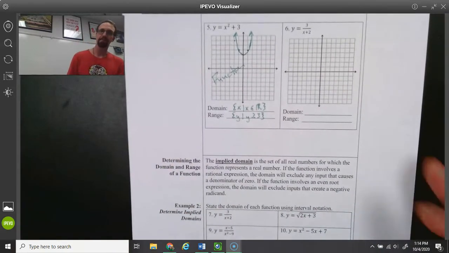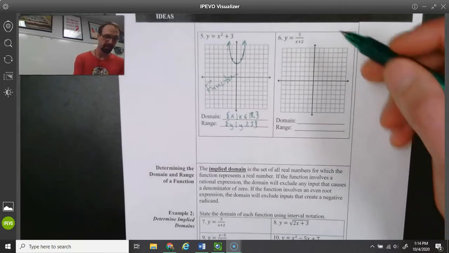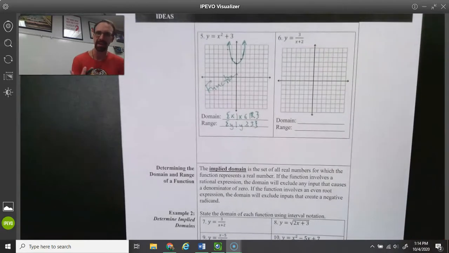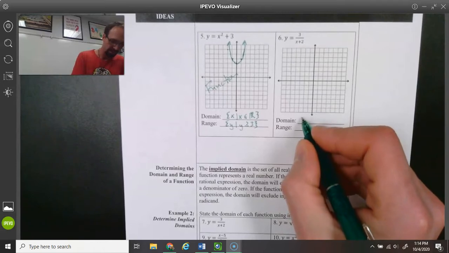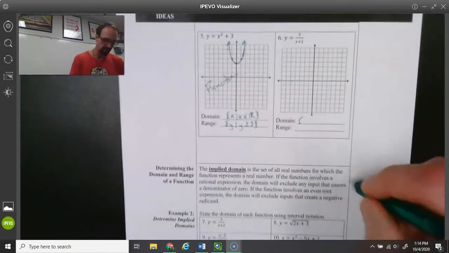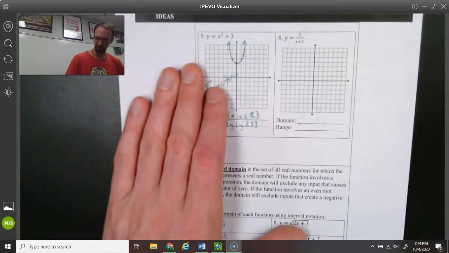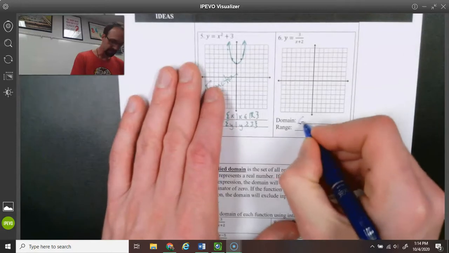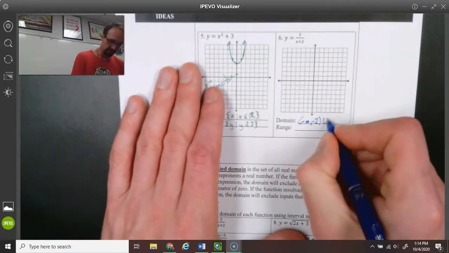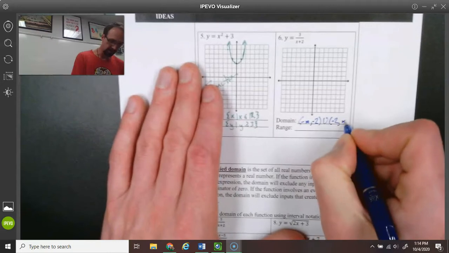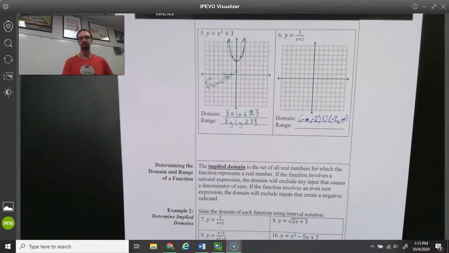Number 6, it's a little bit interesting. This particular graph is a rational graph. If you think about it, we can't divide by 0. So the domain for this particular problem, I can have any number I want. Oh, I'm going to switch back to my bluish purple. Negative infinity to negative 2, and then union negative 2, non-inclusive, to infinity. So I can't have negative 2 as a value.